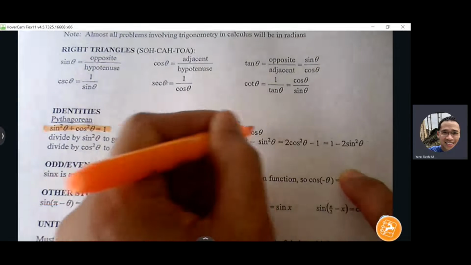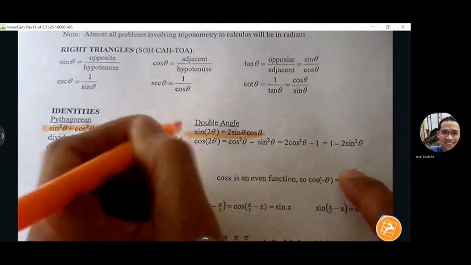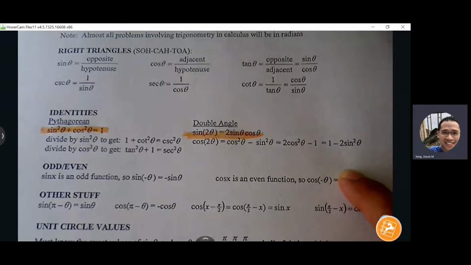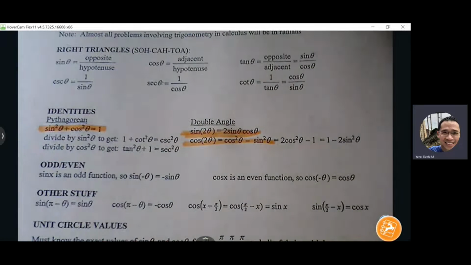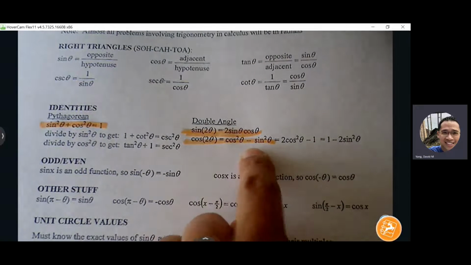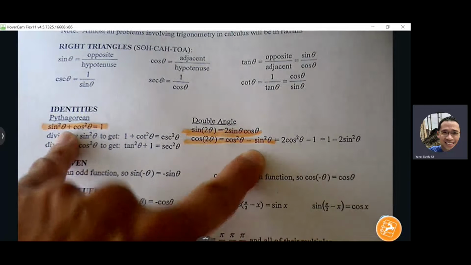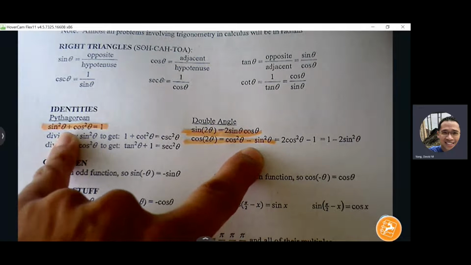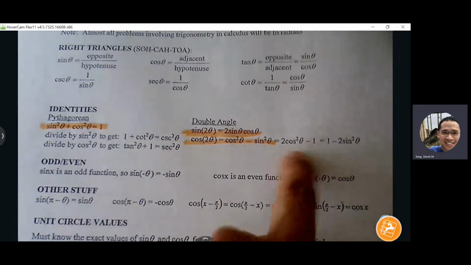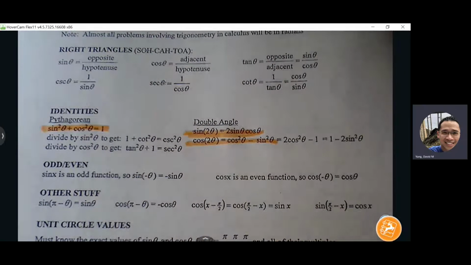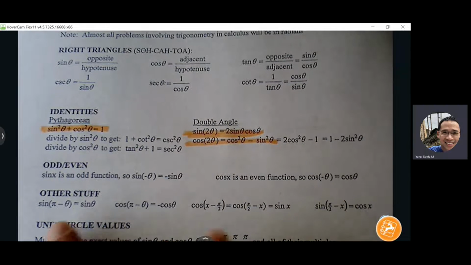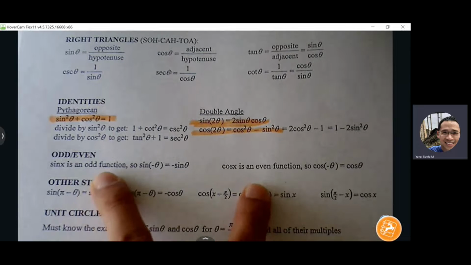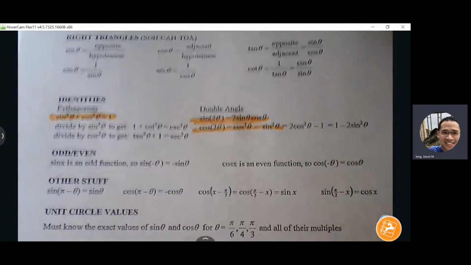Double angle formulas are also good to know. Sine 2 theta is 2 sine theta cosine theta. Cosine 2 theta has 3 variations. If you know one variation, you can always make substitutions to get them in terms of either all cosine or all sine. So I just focus on knowing this one. Even and odd functions, it's good to know sine is an odd function and cosine is an even function.